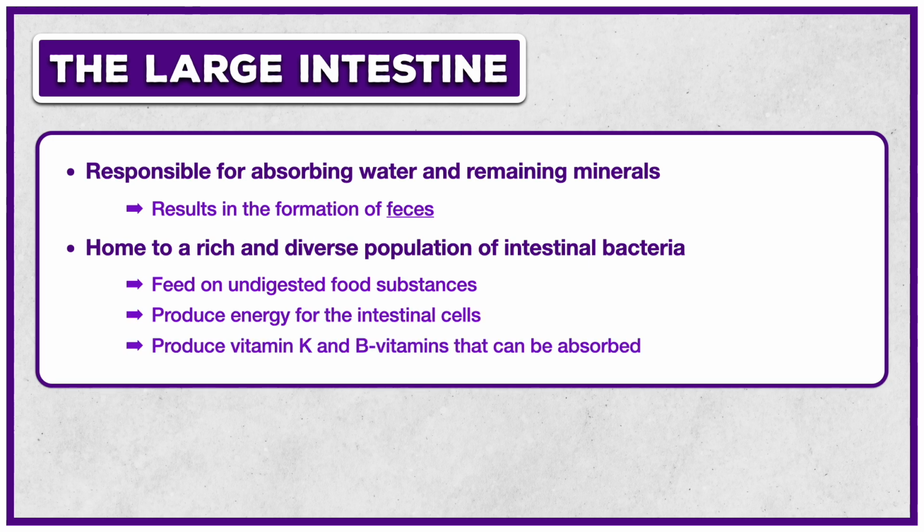We won't get into any more detail here, but 2 activities of the intestinal bacteria you should know are that by feasting on undigested food substances, they produce energy for intestinal cells to use, and they produce vitamin K and B vitamins that can be absorbed and used throughout the body.